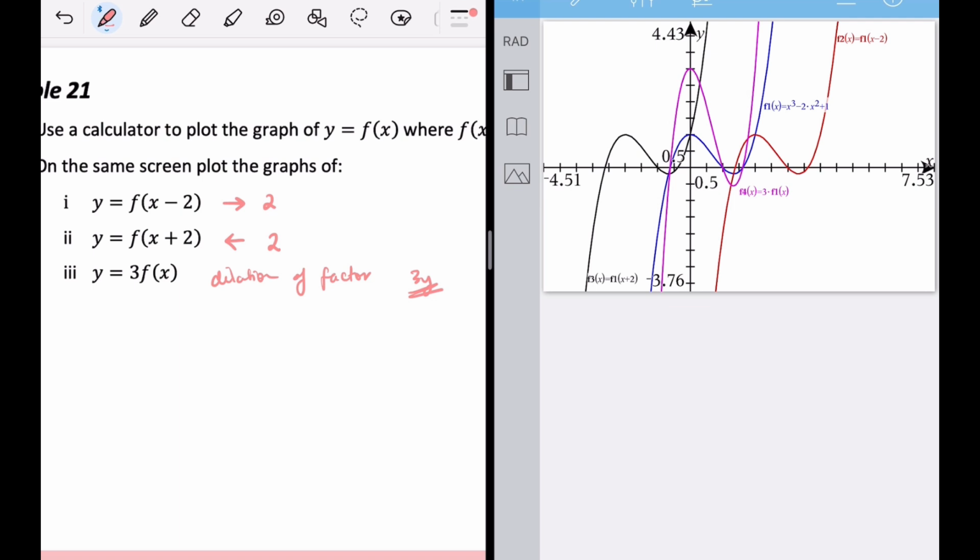So those are your three graphs with the different transformations. It's important to know how those can all be affected by your functions, but otherwise that is just the general idea of how cubics behave under different types of transformations. That's the end of exercise 4E.